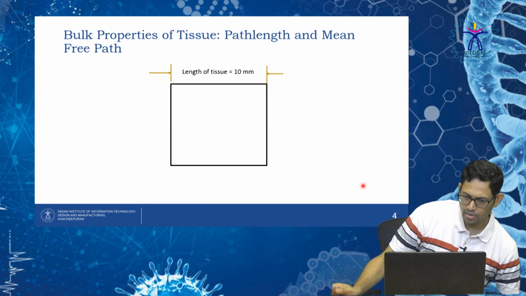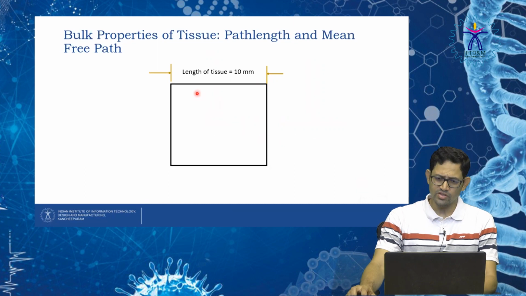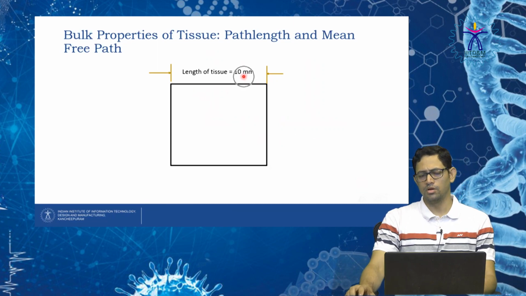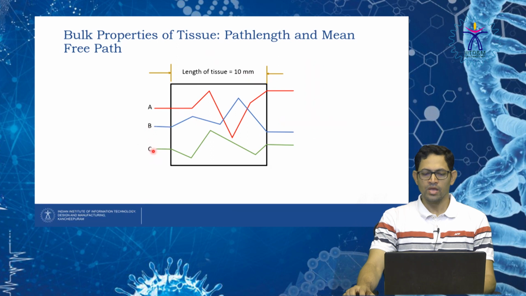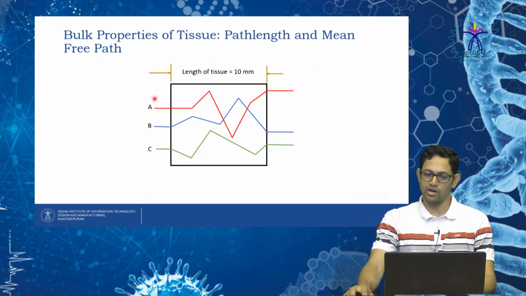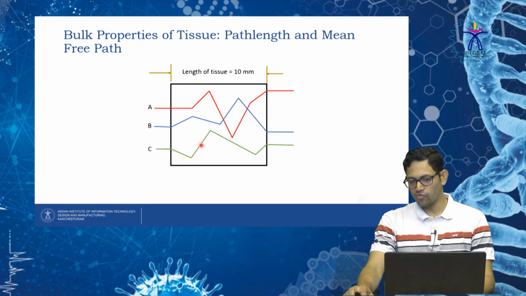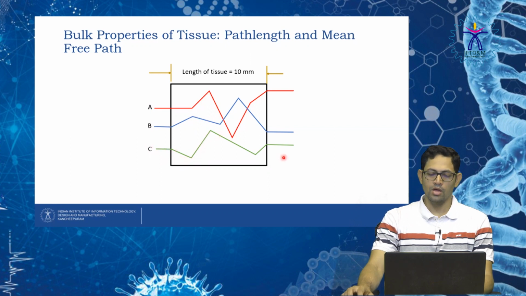Okay, now if you assume you have a square tissue having a dimension of 10 mm, and you assume there are three photons propagating through the tissue. So you have photon number A, photon number B, and photon number C. Over here, for photon number A, the red path is the trajectory traversed by the photon. Blue is the trajectory traversed by photon number B, and C is the third photon, and green is the color for the trajectory traversed by photon C. Again, important to know is the tissue length is 10 mm.